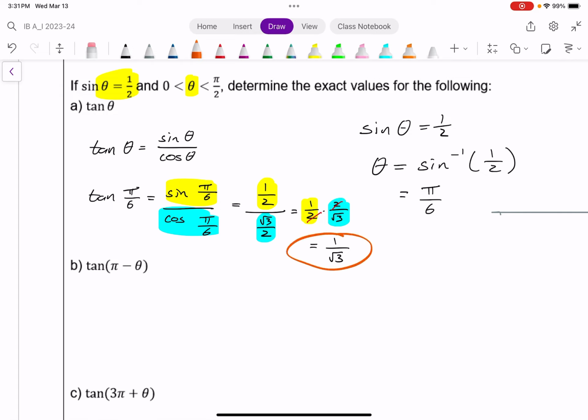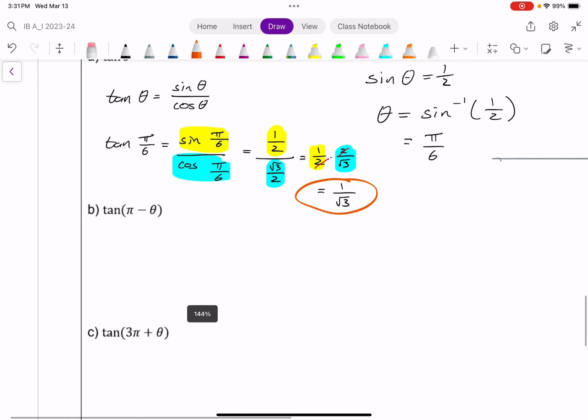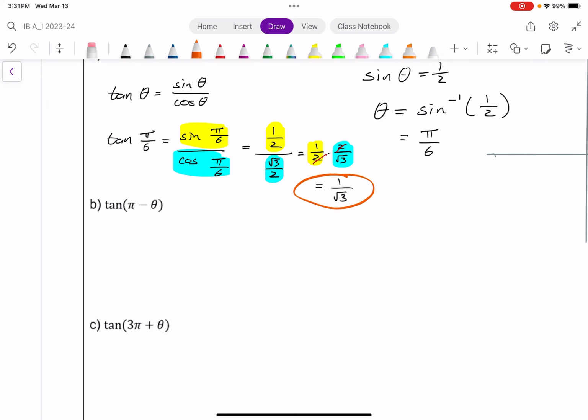Although, again, if you know your special angles and your special triangles, we could have done this a long time ago. That said, speaking of special triangles and special angles, they'll be more formally introduced in the next lesson, so hence just taking different approaches. That's it. We now know tangent is 1 over root 3.